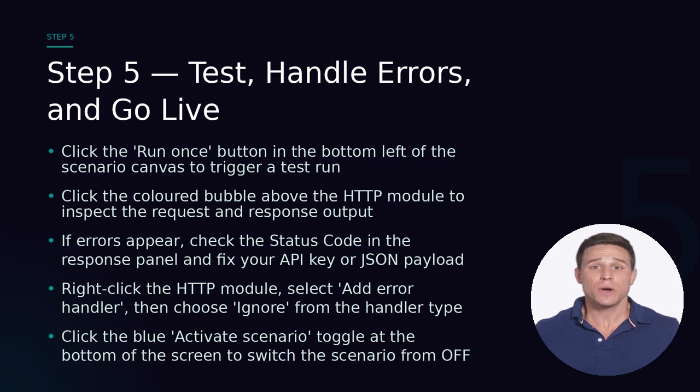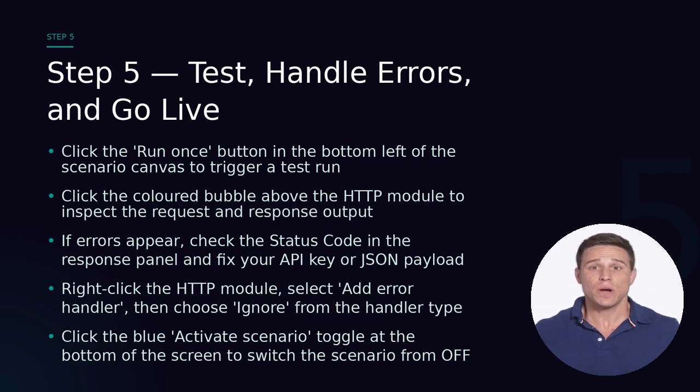Click Run once in the bottom left. That's your test run button. Make.com will pull in one row from your sheet and attempt to fire the WhatsApp message. Check the bubble above the HTTP module. A green tick means it worked. A red exclamation means something's off. Click the bubble to inspect the full request and response.